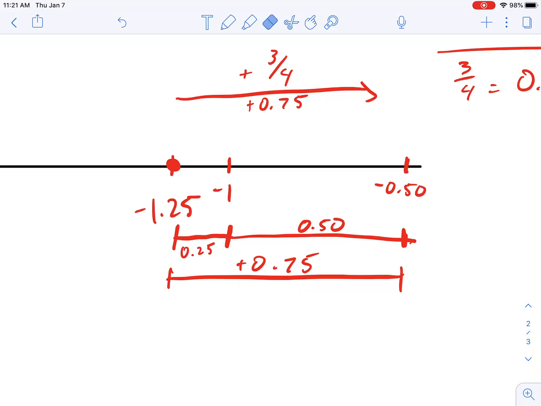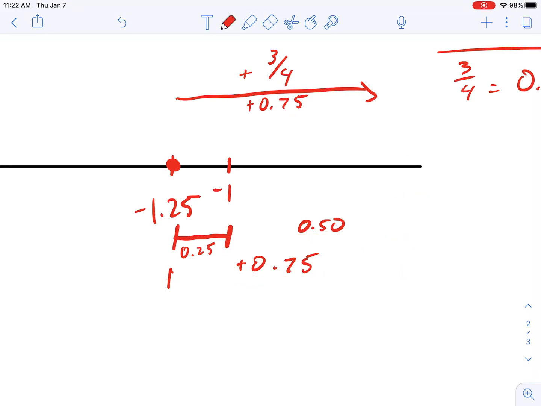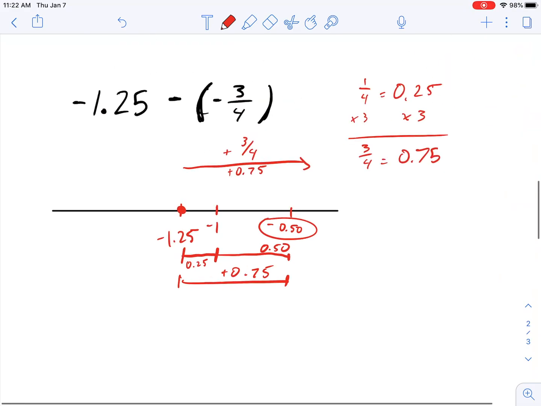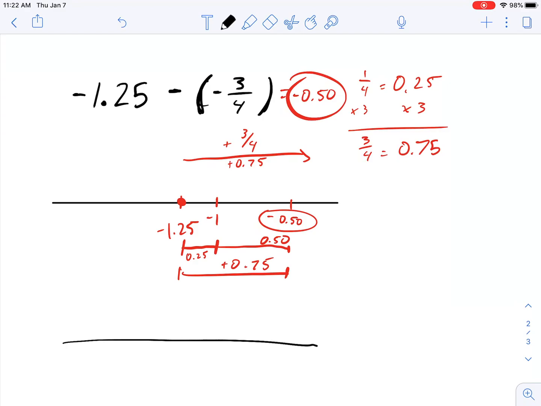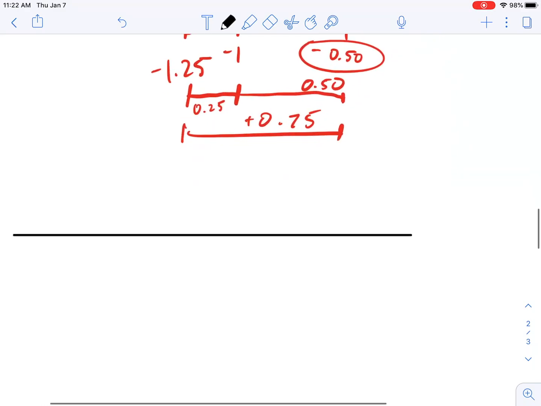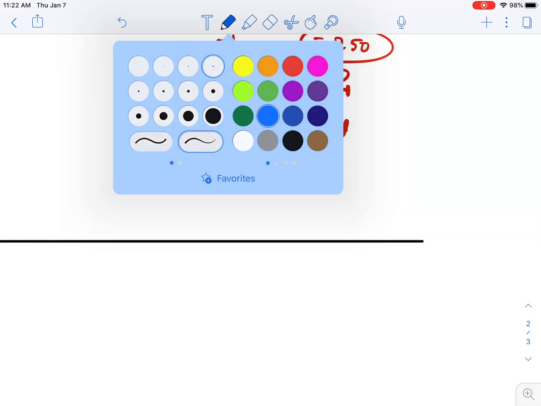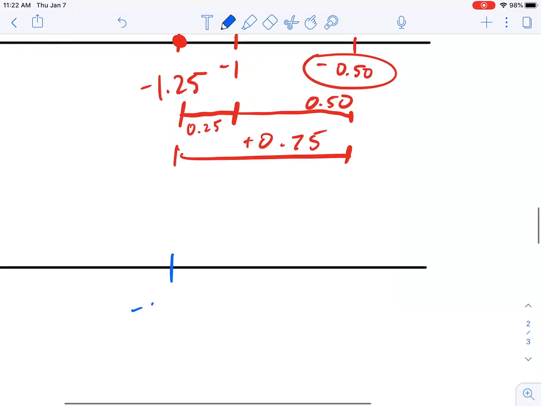And obviously I messed up the drawing a little bit here. So this would actually most likely look something like this. Okay, so then this would be negative 0.50. And that's going to be your answer, right? So that'll be our answer, negative 0.50. But there's also another way to do this that I think is a little bit easier. You might think I'm crazy, but I think that using fractions is actually a little bit easier. So let me go over that.